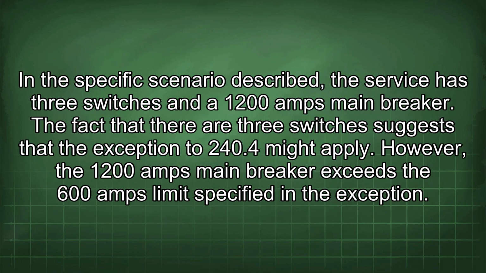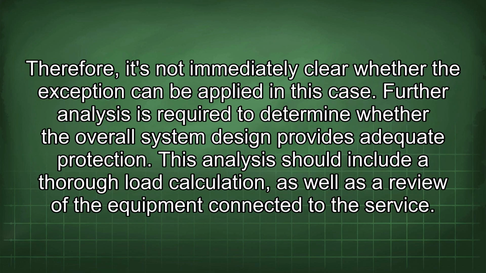In the specific scenario described, the service has 3 switches and a 1200 amp main breaker. The fact that there are 3 switches suggests that the exception to 240.4 might apply. However, the 1200 amp main breaker exceeds the 600 amp limit specified in the exception. Therefore, it's not immediately clear whether the exception can be applied in this case. Further analysis is required to determine whether the overall system design provides adequate protection.